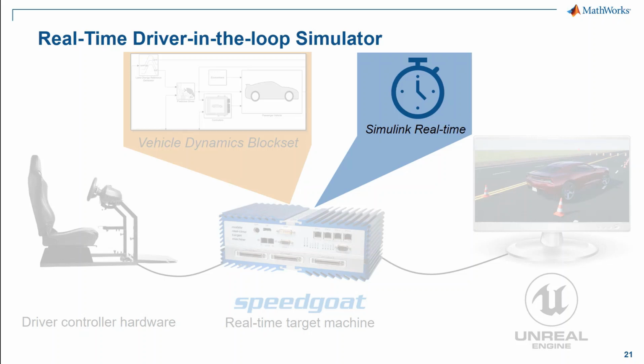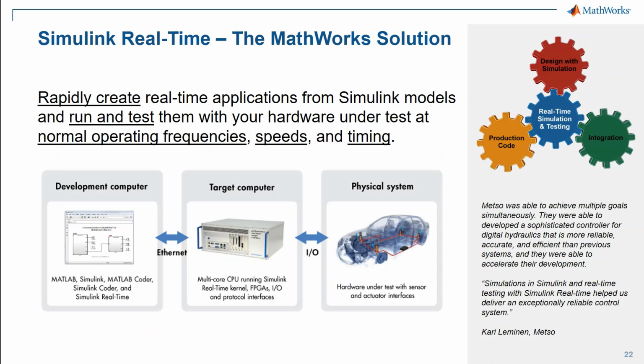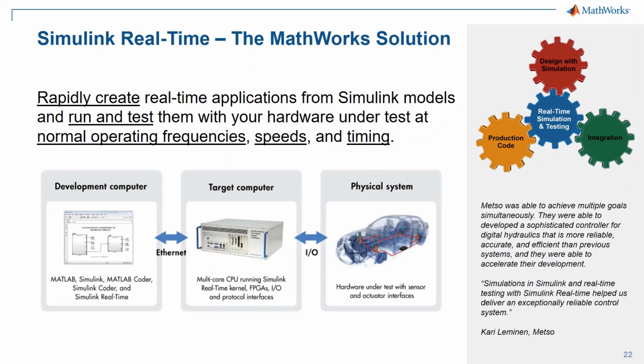Thank you, Mike, for that overview of the Vehicle Dynamics block set. Now, let us take a look at Simulink Real-Time that will allow us to take our Vehicle Dynamics model and run it in real time. Simulink Real-Time allows you to extend beyond desktop simulation by running models at the required speeds and respecting precise timing requirements and providing interfaces to connect to your hardware under test. Simulink models run on the Speedgoat target computer, which is running the Simulink Real-Time kernel, which allows you to achieve real-time performance.